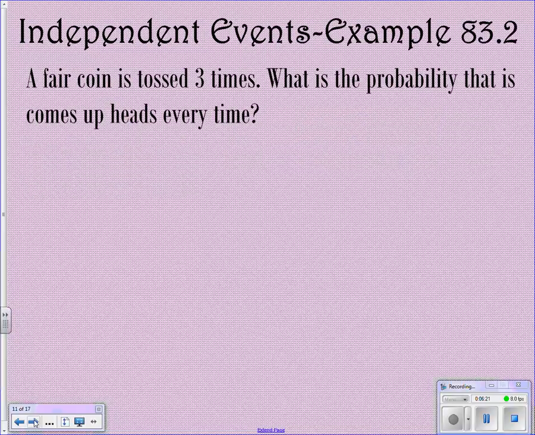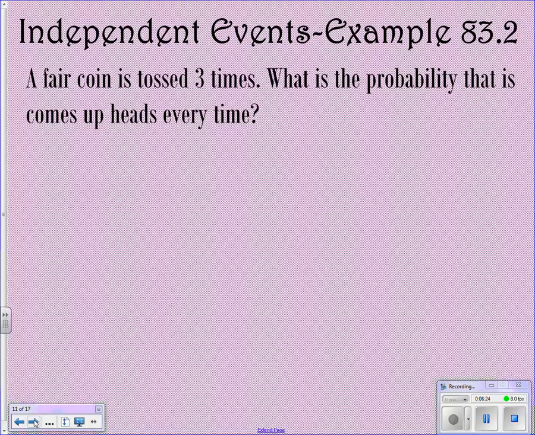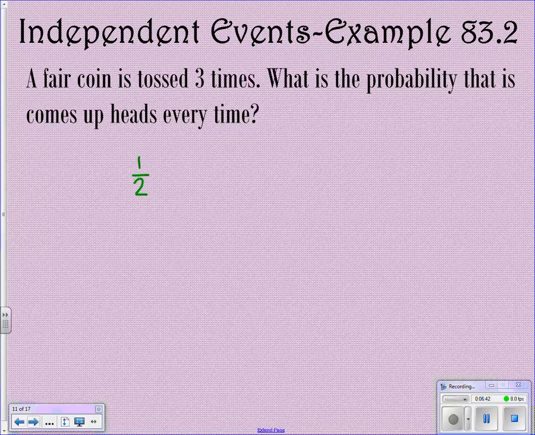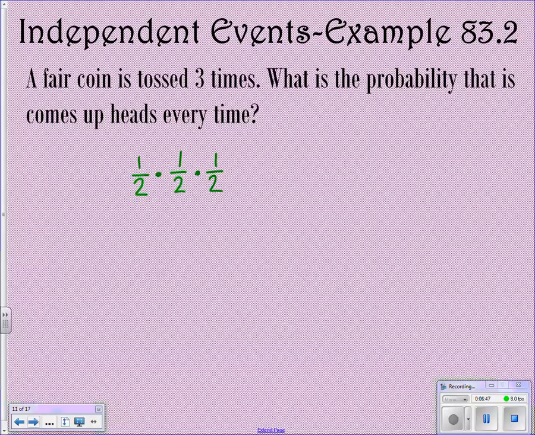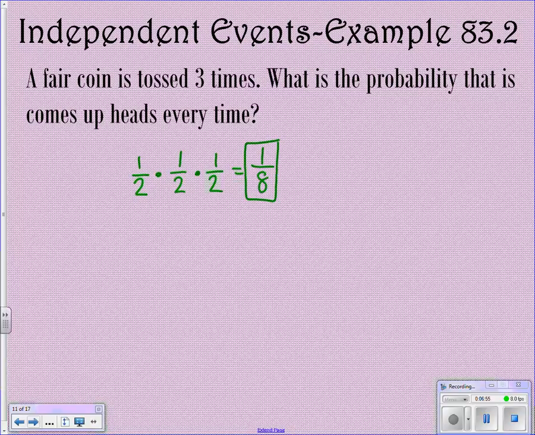So we have a fair coin toss 3 times. What is the probability that it comes up heads every time? Well, each flip is independent of the previous flip. It doesn't matter what it landed on the last time as to what it's going to land on this next time. So the first time, it is a 1/2 chance of landing on a head. The next time, it is also a 1/2 chance. And the third time, it's a 1/2 chance. And you multiply those together to get 1/8. And so the probability that it came up heads on all 3 of those flips is a 1 in 8 probability.